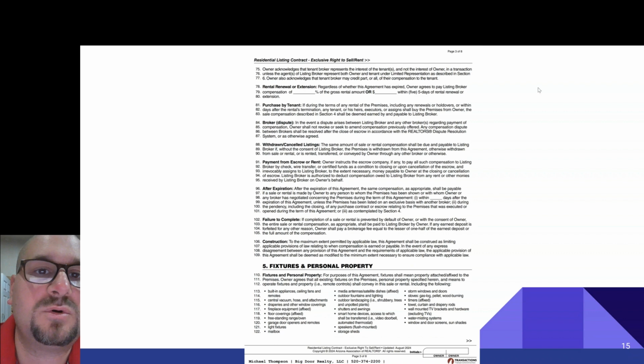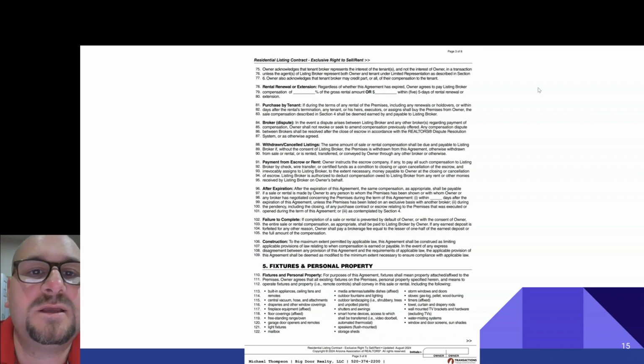Rental renewal or extension. Regardless of whether the agreement has expired, owner agrees to pay listing broker compensation of blank percentage of the gross rental amount, or blank within 5 days of rental renewal or extension. So again, if you're selling a purchase contract, right, you're selling the house, this rental part doesn't apply.